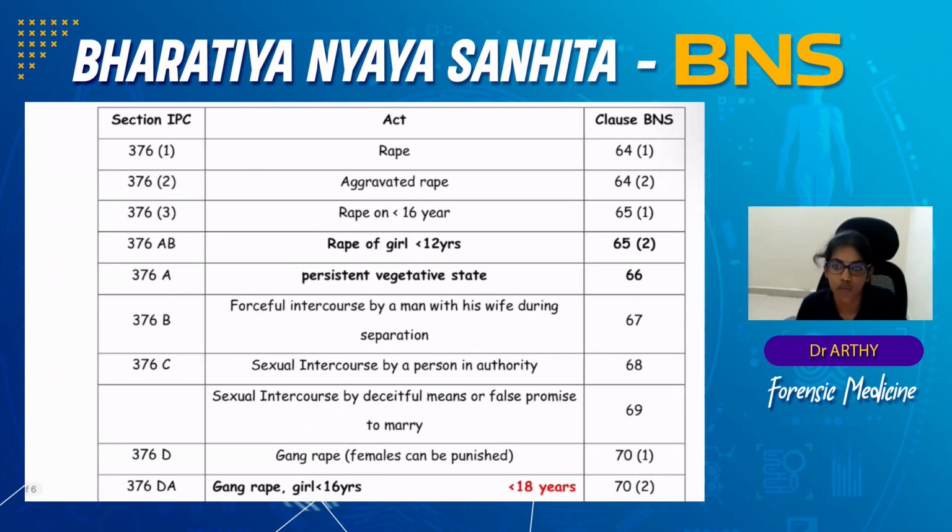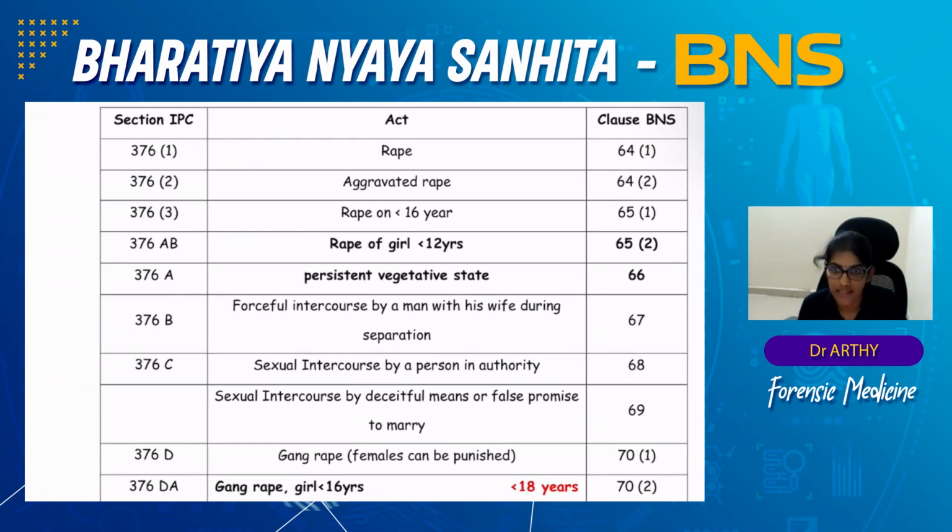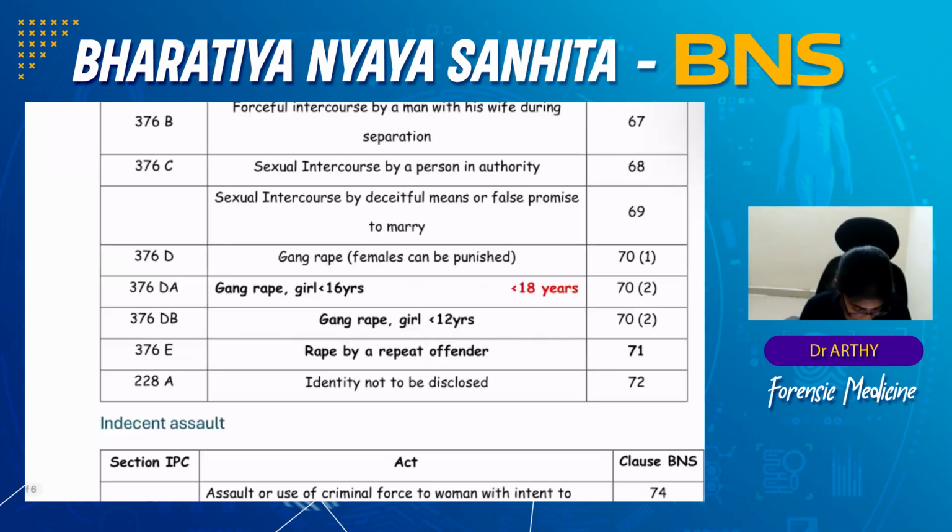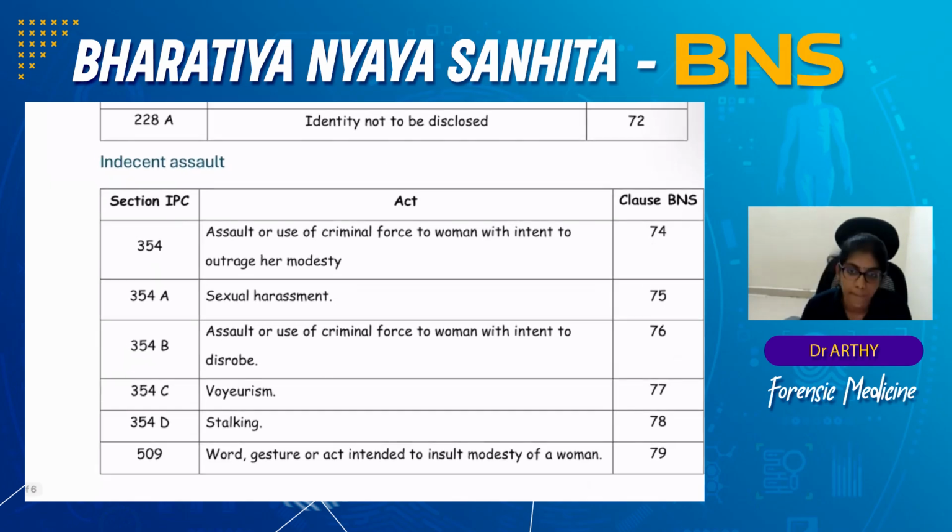IPC sections have now all been replaced with BNS, starting with rape punishment in 64. Okay. 64, 65, 64 is for mainly rape and aggravated rape. 65 is for less than 16, less than 12. And after that, we went in from 66 to 72, right? 72. Okay. Then we saw about indecent assault, which is dealt in 74.